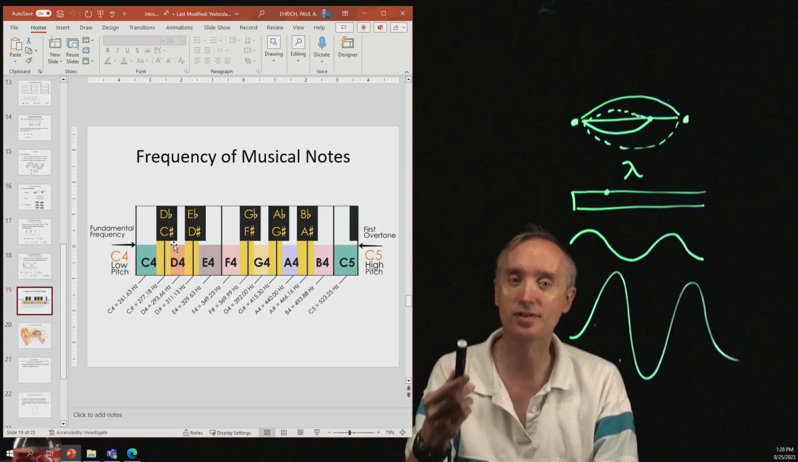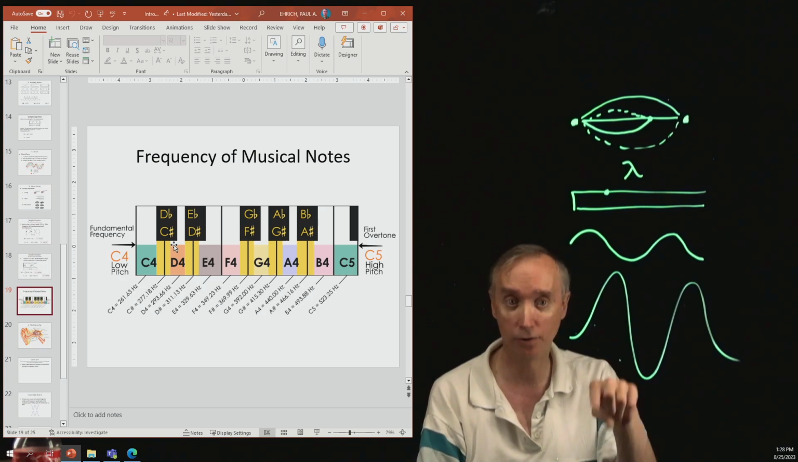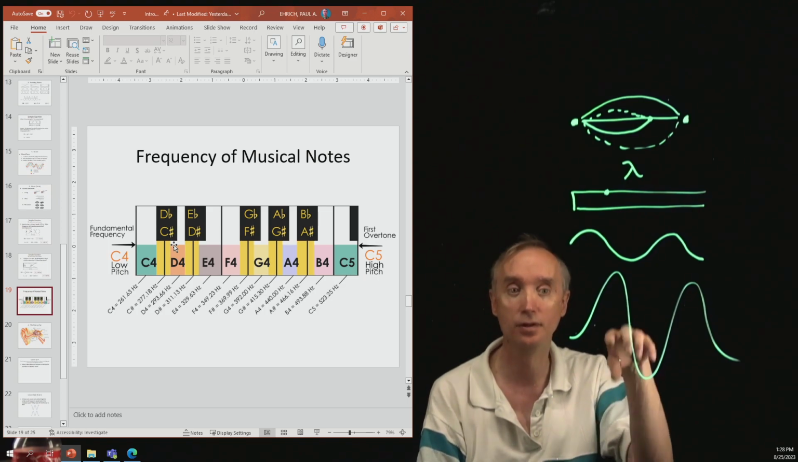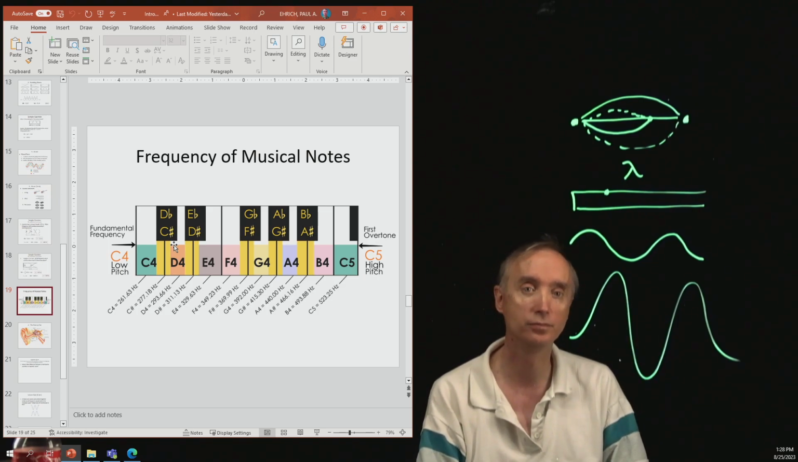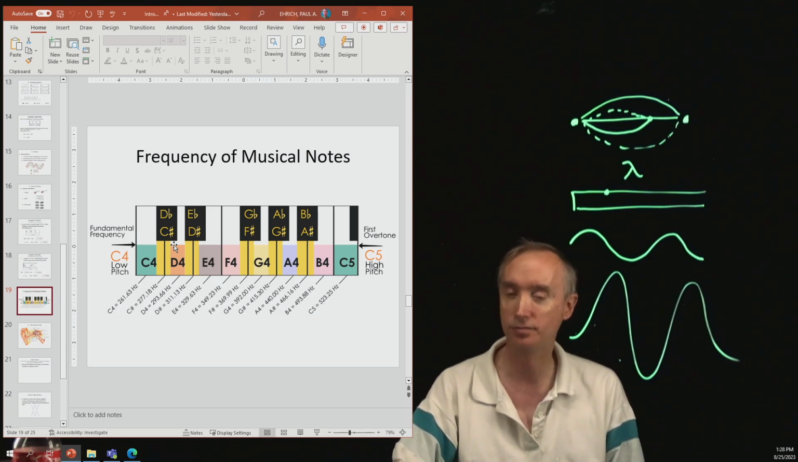Now, here's something that I found interesting: these are keys on a piano, and these are the typical frequencies produced by piano keys when you tap them. Just thought that was interesting. I found that on the internet.